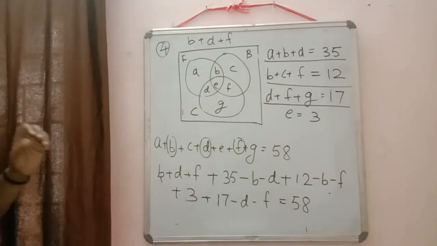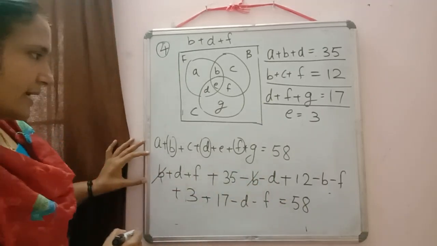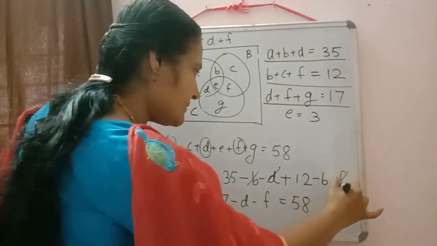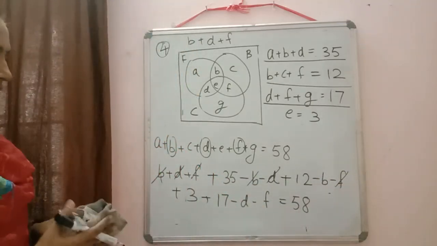Now just to check what we can do. Yes, B and minus B will get cancelled. D and minus D will get cancelled. F and minus F also cancelled. So remaining, we can write what are the things we have.